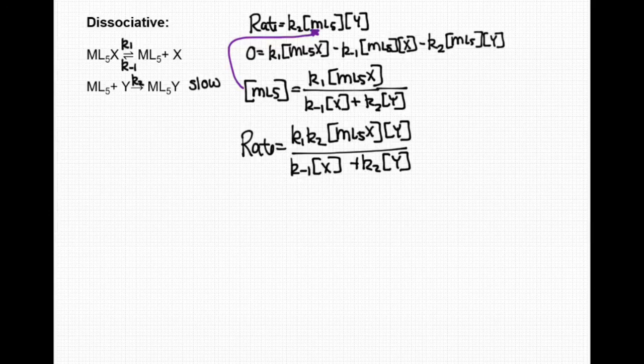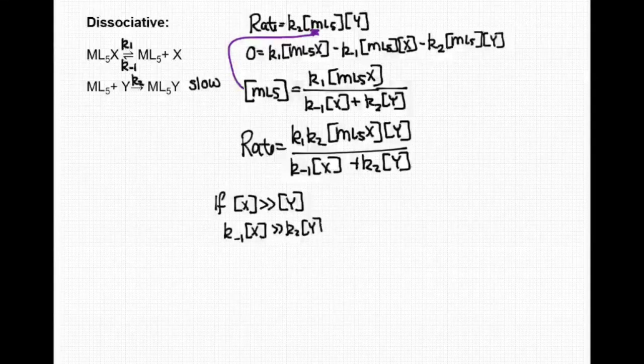So if we think about the extreme cases, for example, if we consider the case where there's a whole bunch of leaving ligand in the solution, so that its concentration is much, much greater than the concentration of the incoming ligand Y, then in the denominator, K-1 times X will be much, much larger than K2 times Y. So basically, if X gets really big, then it dominates the denominator of the rate law. And so that changes the rate law.